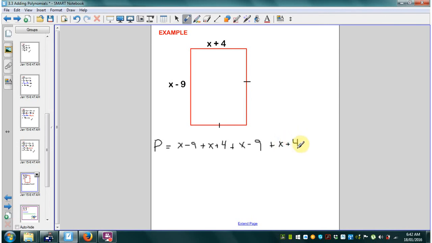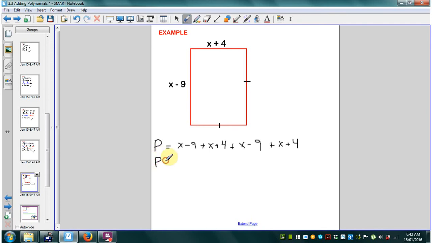Don't be afraid of when you see the polynomials. Don't stop and say, oh my gosh, I don't know what to do. You do know what to do. Finding perimeter is just adding your sides, except this time our sides look a little bit different. That's all. Just follow your procedure.